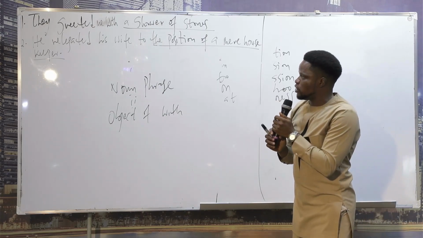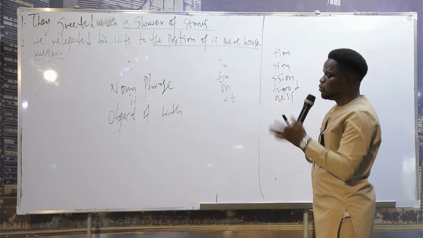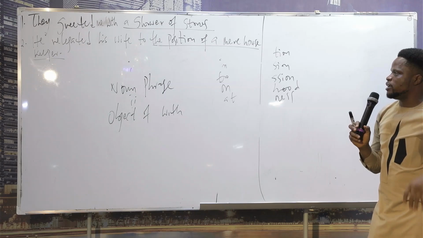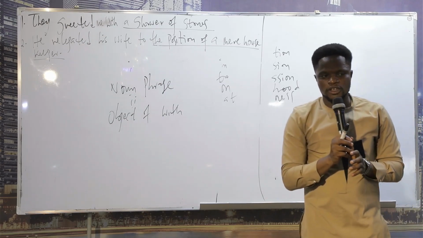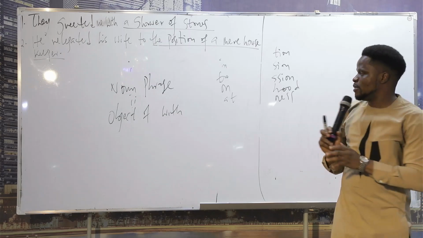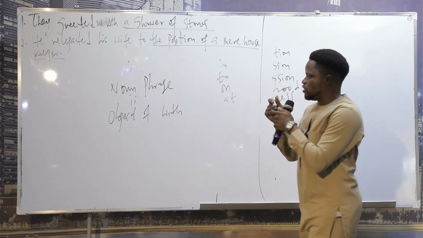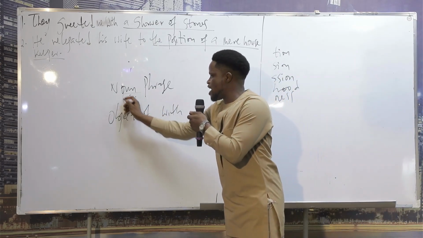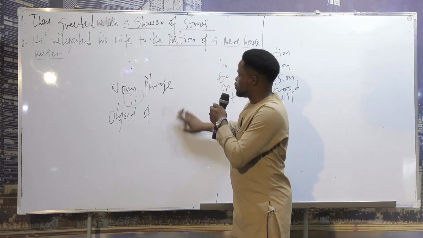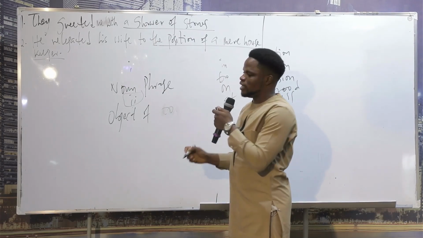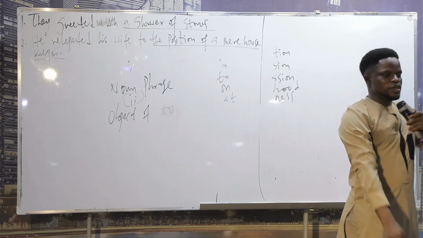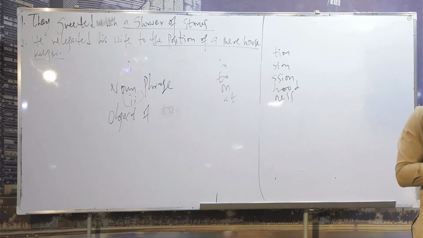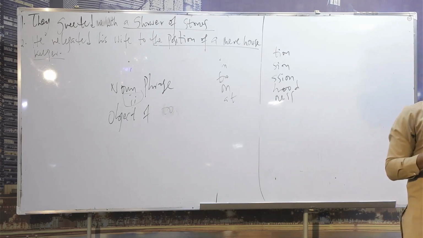Then it will ask the question: he relegated his wife to what? The position of a male housekeeper. Will it be a problem? Is it going to be a problem? Grammatical name, noun phrase. Grammatical function, which is the object of what? To. Or object of the preposition what? To. Once you've done this, you pick your mark, you are going.